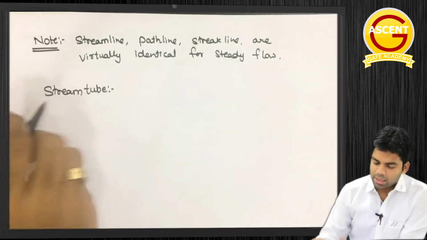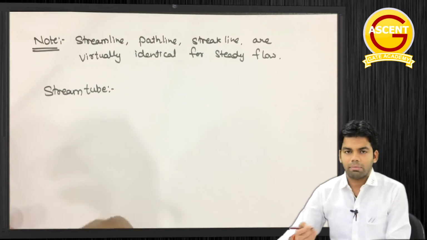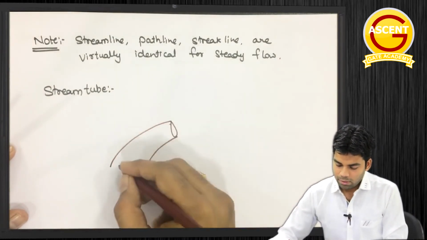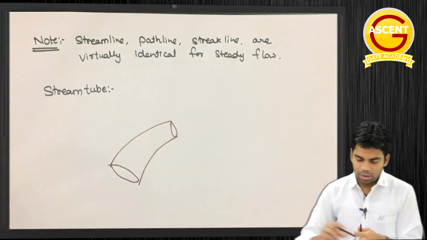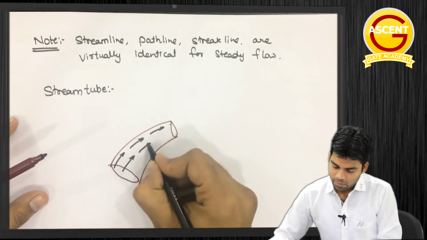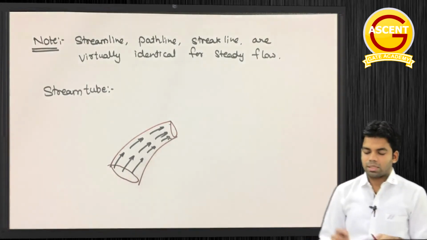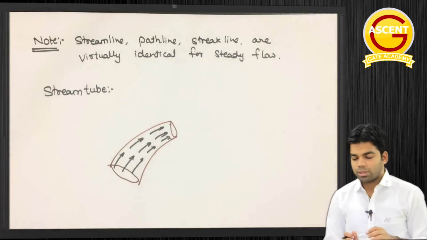Next is the stream tube. Now what is this stream tube? The stream tube is an imaginary tube which is bounded by a number of streamlines. An imaginary tube like this. If we have a number of streamlines in this imaginary tube, this becomes a stream tube. It is an imaginary tube bounded by a number of streamlines.